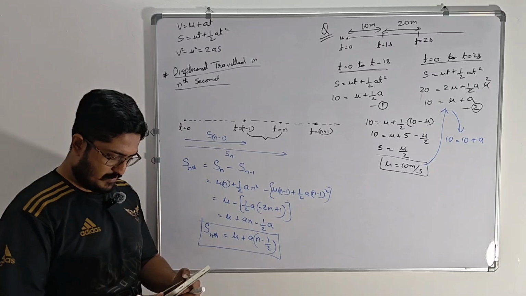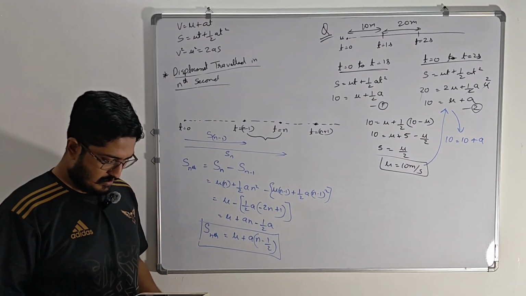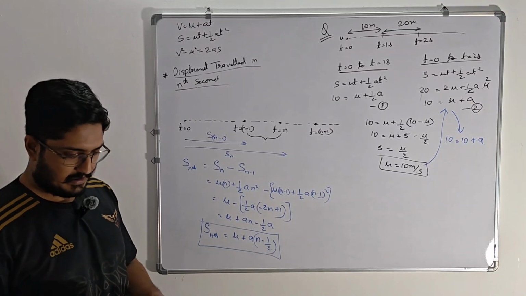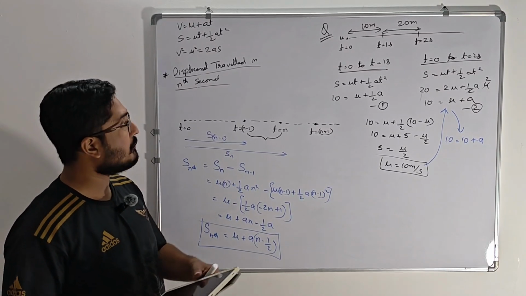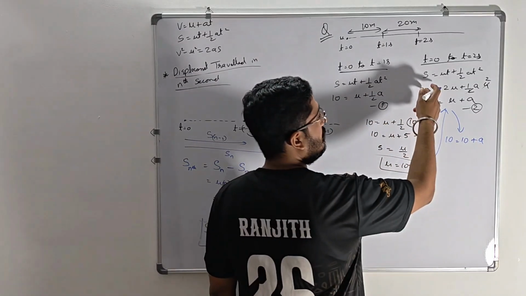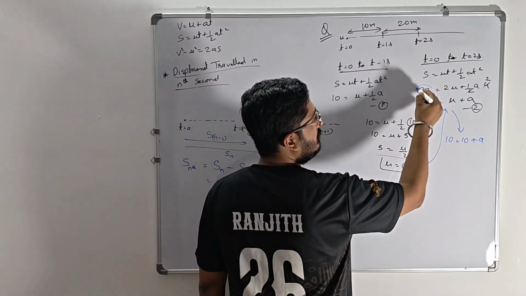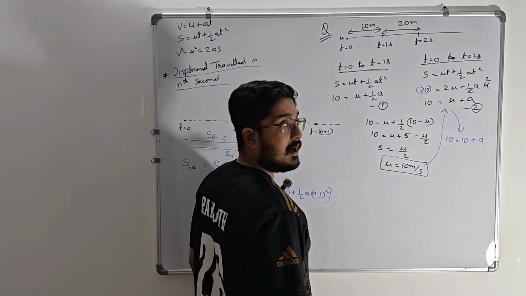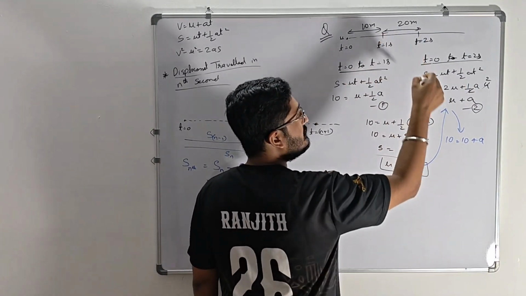Why is that happening? I think I might have made some calculation mistake. Let us just check that. Did I substitute everything properly? Yes, see, the mistake is pretty obvious. What is this value? This is the displacement that happens in the 0 to 2 seconds. And what is the 0 to 2 second displacement? Isn't it 30?